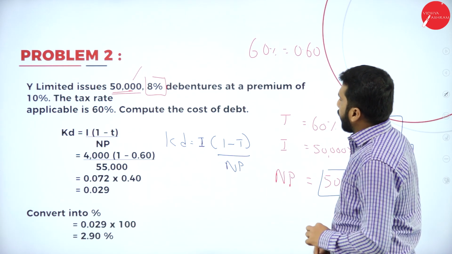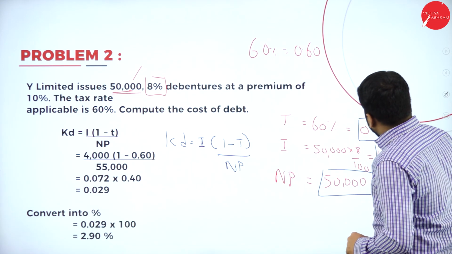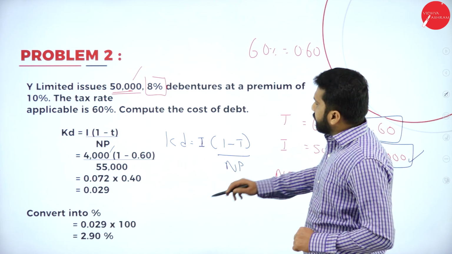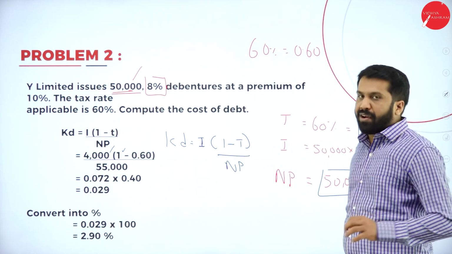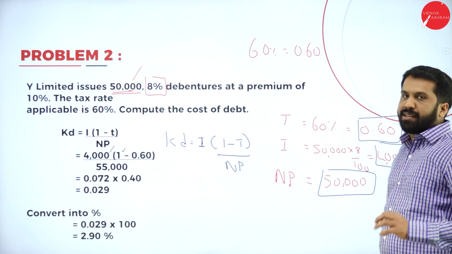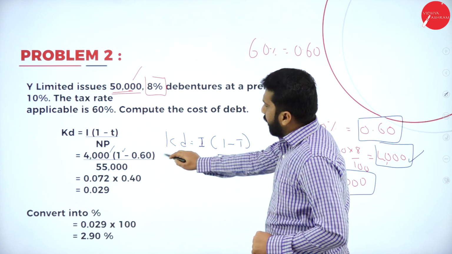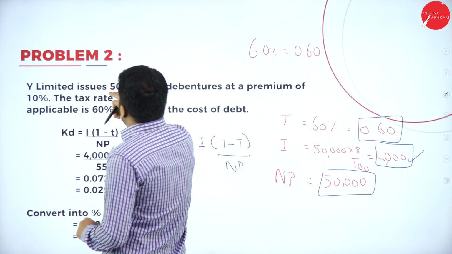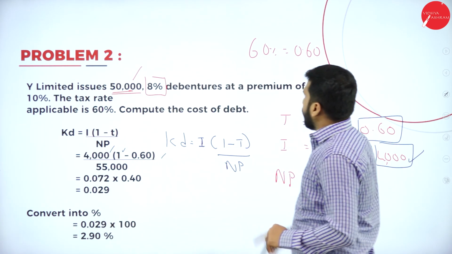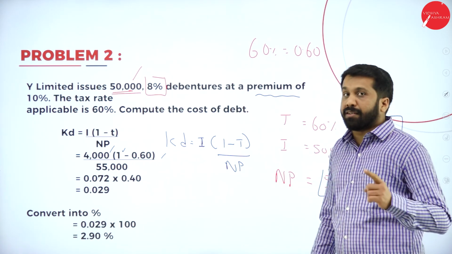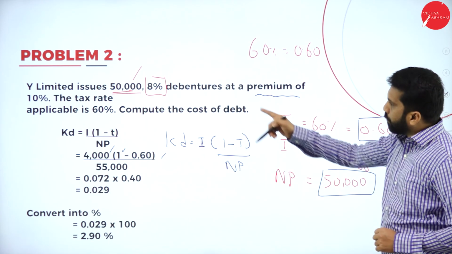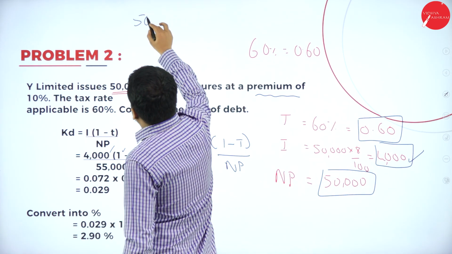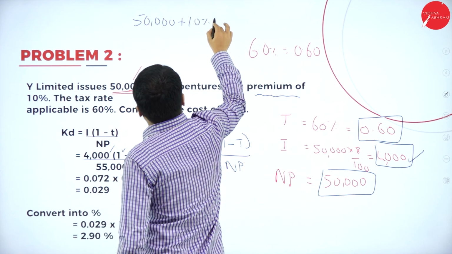Now, as per this, what happens? What is your I? We already calculated it, it is 4,000. Then 1 minus t, 1 as it is. Your t is how much? 0.60. Now, 0.60 you have taken, divided by your net proceeds. Now, how much is it? Y Limited issued 50,000 debentures at a premium of 10%. Remember, while calculating interest, it should be on 50,000. While writing net proceeds, how to take it? Your net proceeds is 50,000 plus 10%.